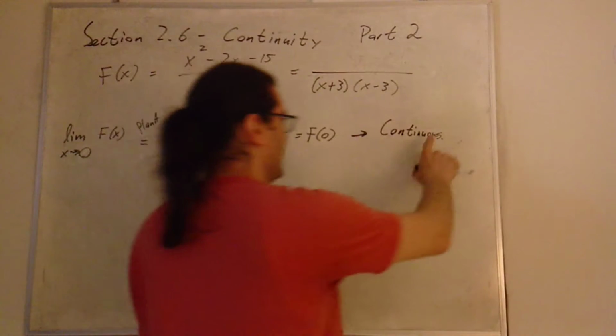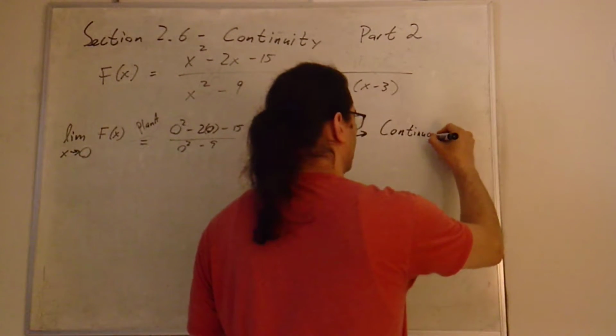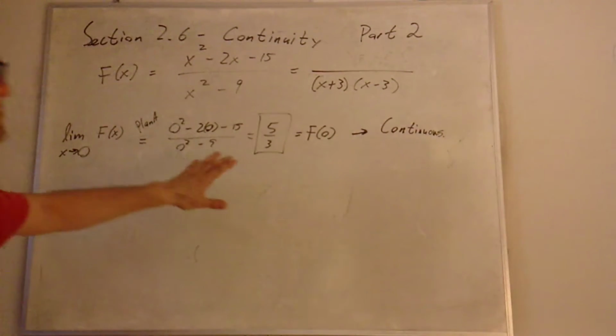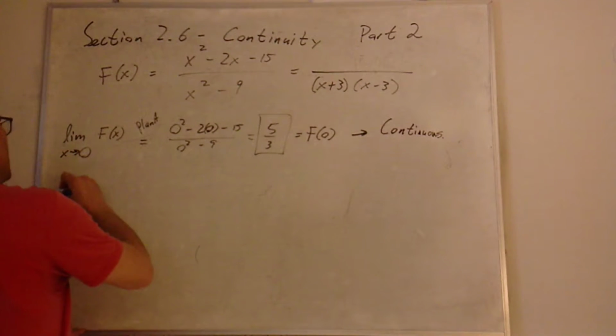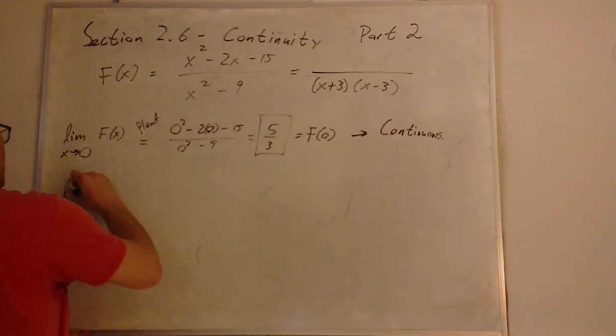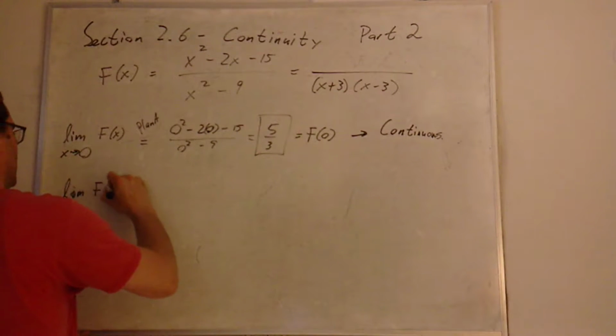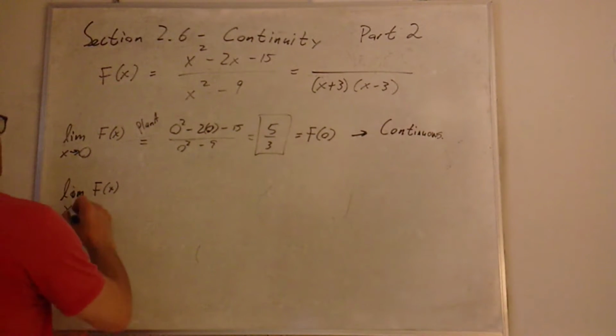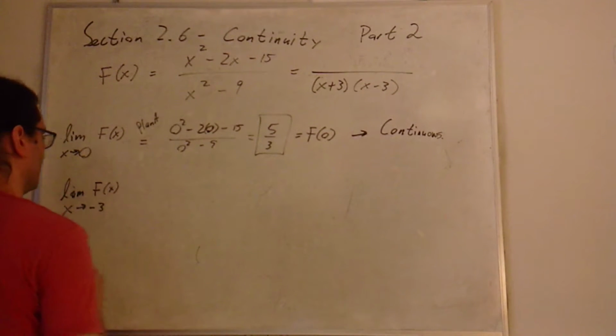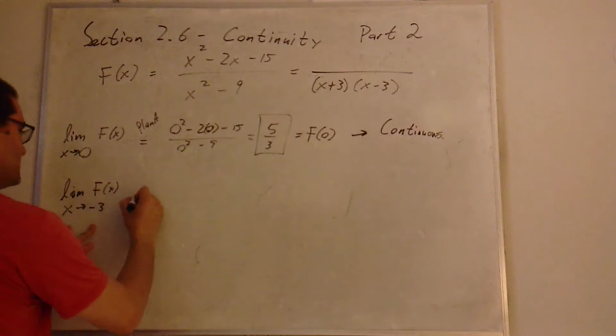This is a badly drawn view. Plan A means the function is continuous every time. Let's look at a different point here. Let's look at x approaches -3. I'm still going to try plan A.